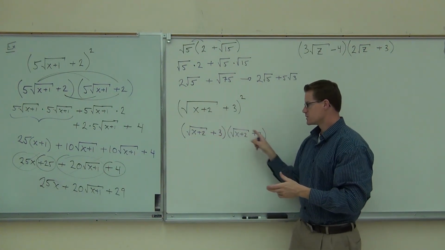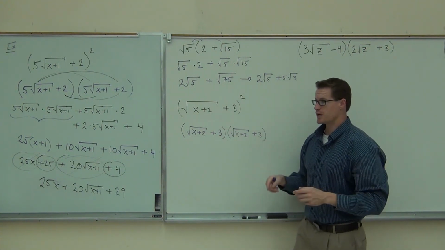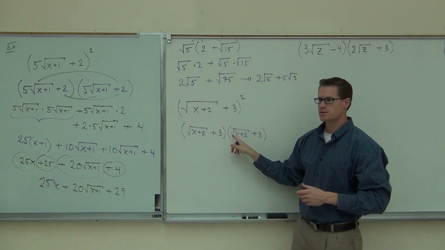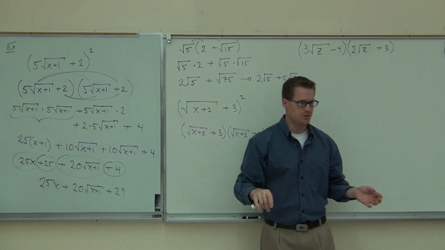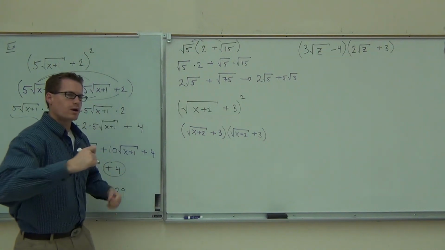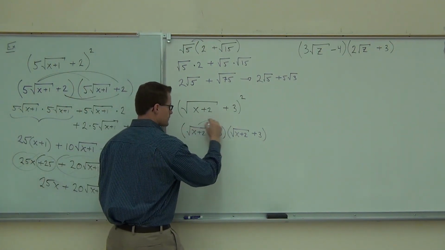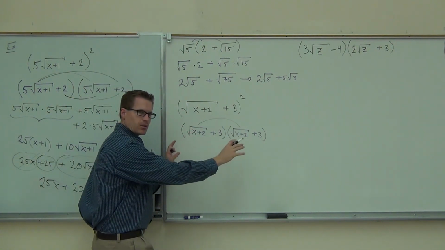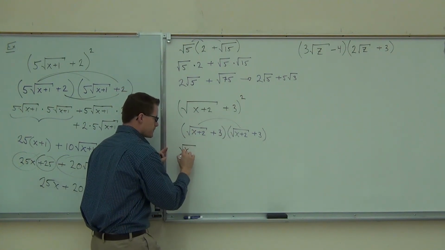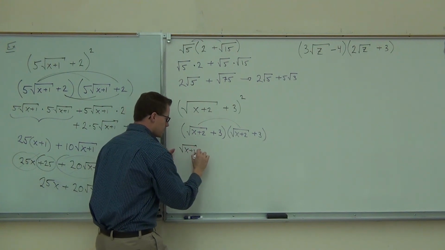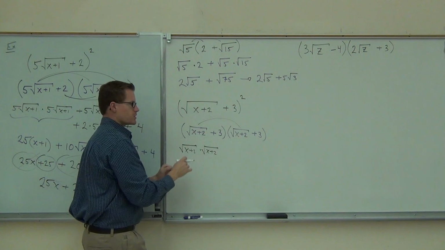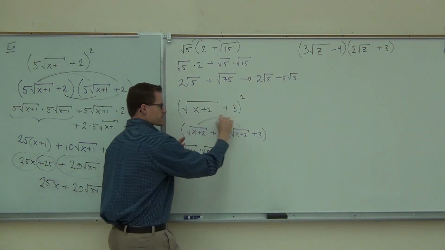There's 1, 2, 3, 4 expressions we're going to get. Just like we did on that example over there, only fortunately for us, there's no number in front of these roots. So it makes things a little bit nicer. Now, when you distribute, what I want to see out of you is everything written out. So when you do the square root of x plus 2 times the square root of x plus 2, I want to see that. That's our first expression. Next up, we have square root of x plus 2 times 3.